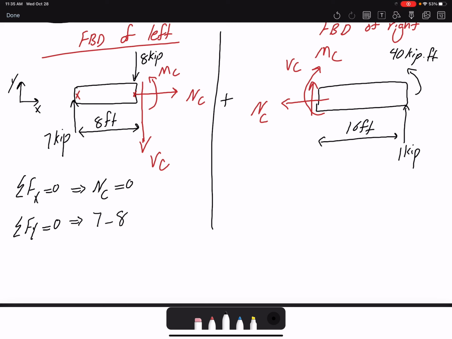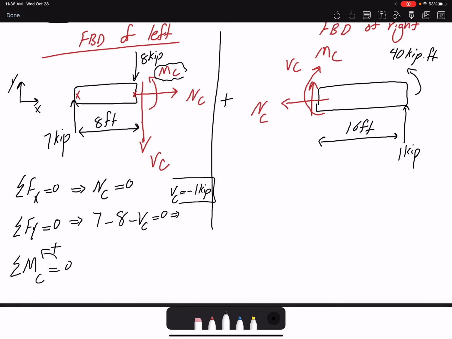7 minus 8, then I have my VC equals 0. Therefore, the value for VC is -1 kip. Negative value indicates the direction I assumed is incorrect. So summation of moments at C, I'm going to assume counterclockwise to be positive. Here we are assuming counterclockwise to be positive for finding a moment value. It has nothing to do with the convention of what is a positive moment at the point of cut.